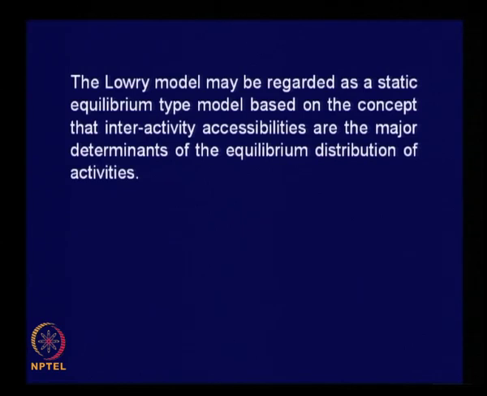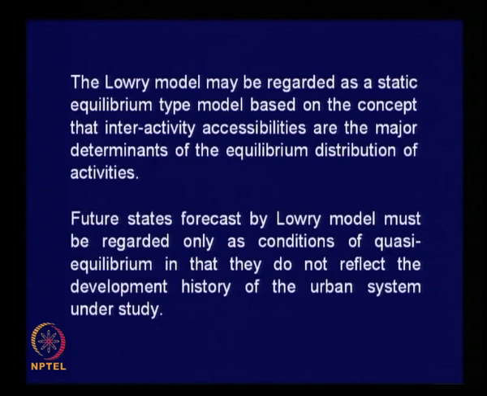Another important aspect to be understood with regard to Lowry's land use model is this: future states forecast by Lowry model must be regarded only as conditions of quasi equilibrium, in that they do not reflect the development history of the urban system under study. The historical aspects related to development is not brought into the model. What do you understand by development history? See, the interaction between certain zonal pairs might have grown at a faster rate.